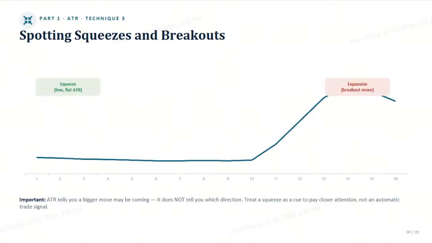Experienced traders pay close attention to these periods because a prolonged squeeze often precedes a sharp expansion in volatility, meaning a bigger move than the recent quiet period would suggest. Here's the important caveat. ATR only tells you volatility is likely about to expand. It does not tell you which direction the breakout will go. That's a crucial point, and it's exactly why we'll pair ATR with other tools later in this lecture. For now, just remember the pattern.